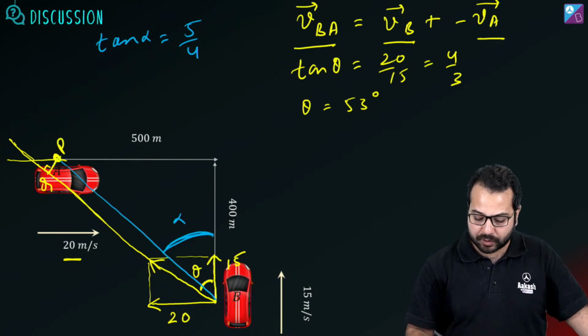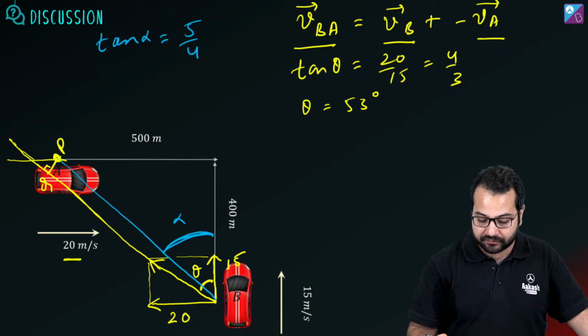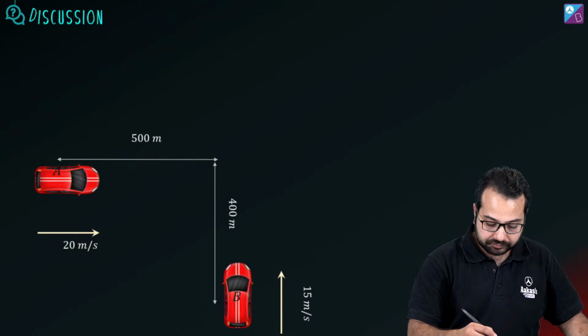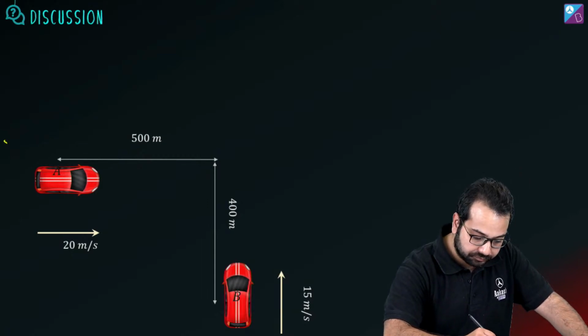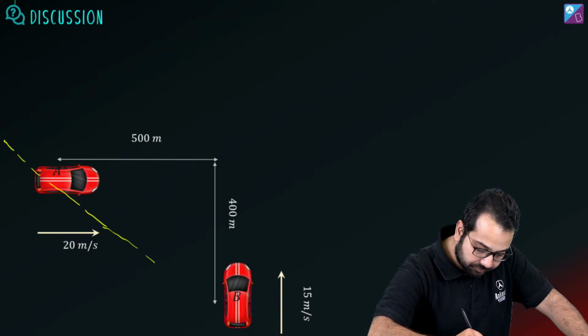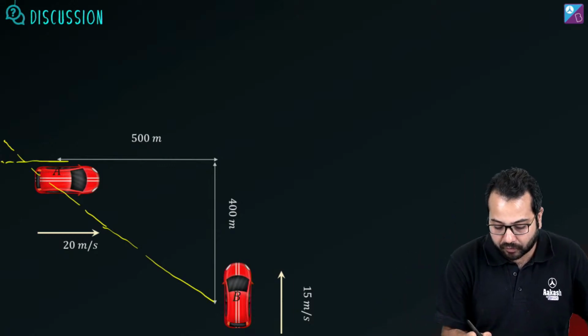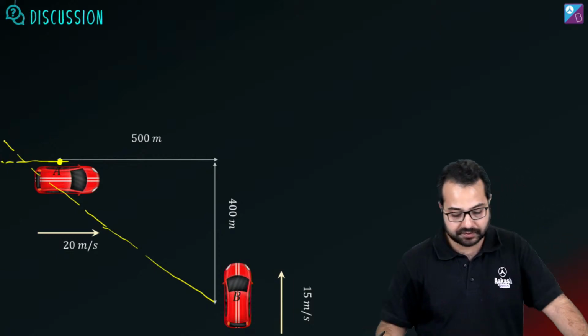Velocity of B with respect to A, just checking if we have done the calculation right. So this is the velocity of B with respect to A. That is velocity of B, which is 15 meter per second, and velocity of A, which is 20 meter per second, right? Let's move forward and try to solve this.